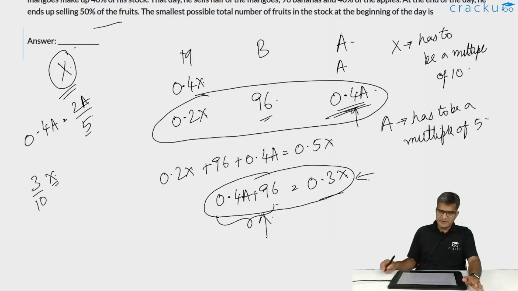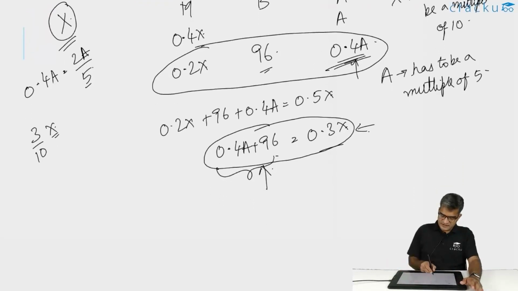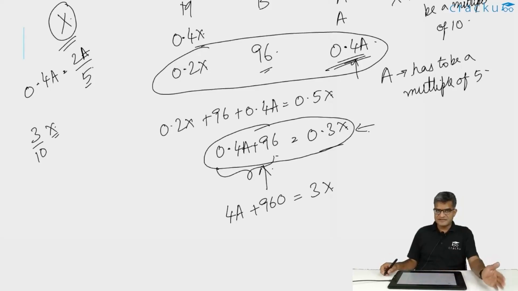Now let us just multiply this equation with 10 so that we can remove the decimals. So what we are going to get is 4a plus 960 is equal to 3x. Or we can divide the entire equation with 3. x is equal to 960 divided by 3, which is 320, plus 4a by 3.